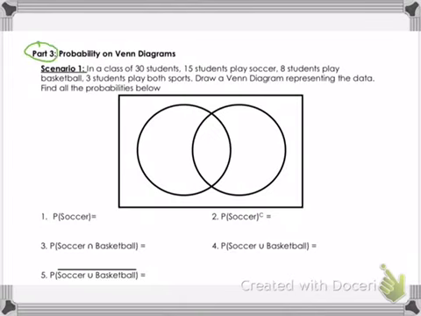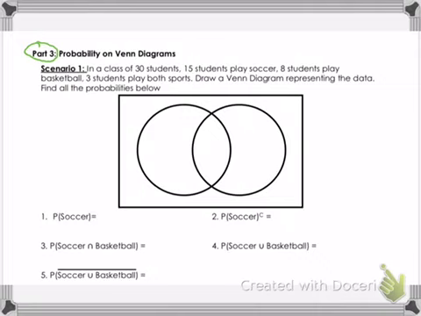We're going to talk about Venn diagrams and probability on Venn diagrams. All right, again, we're only going to look at scenario number 1. Okay, so scenario number 1 says, in a class of 30 students, 15 students play soccer, 8 students play basketball, 3 students play both. Draw a Venn diagram representing the data. Find all the probabilities below. Okay, so let's first start by making our Venn diagram.